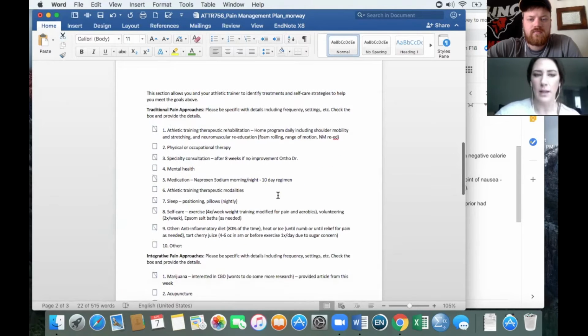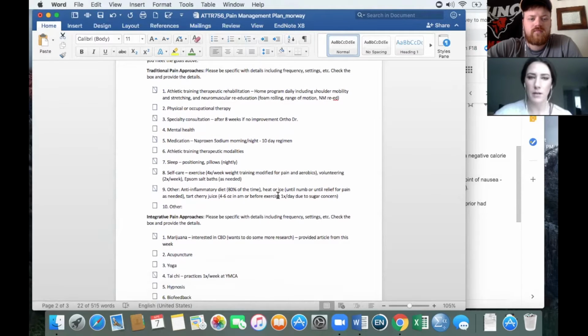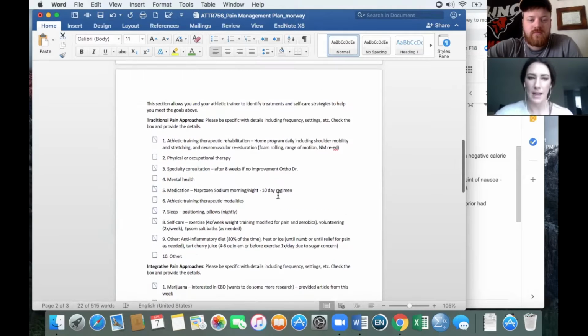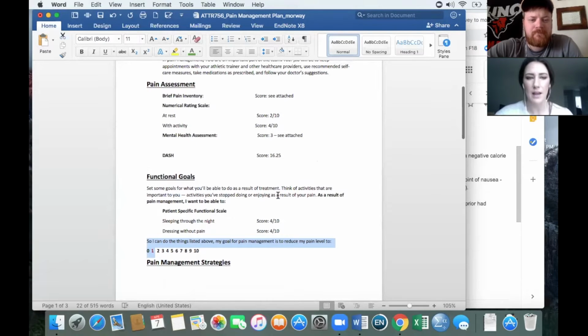Then we went down and talked about different traditional methods that she'd be open to trying. A lot of them, again, she tends to lean towards the more natural way of healing. So I wasn't worried about the opioids or anything. I did not include any of that in my assessment. I didn't think it was appropriate for this patient specifically.